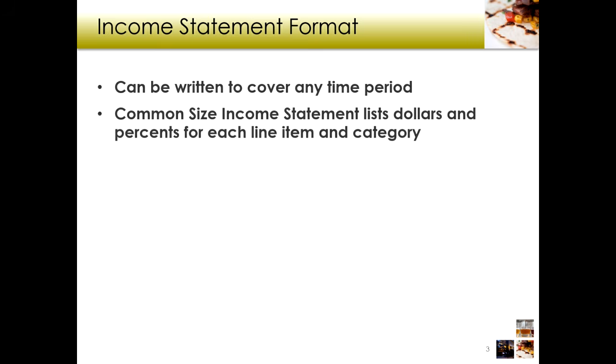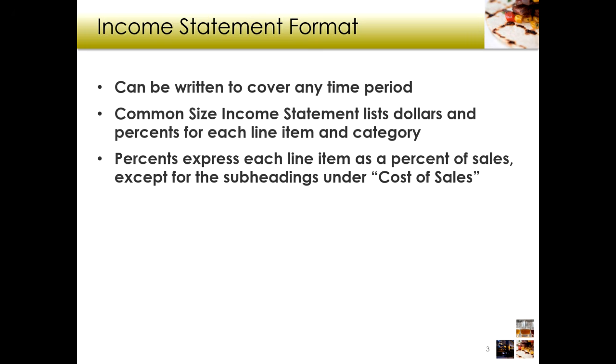So in the next video, we're going to talk about how we analyze those, and one of them is common size, and common size income statements include dollars and percentage for each line and category. So when we start comparing our budgeted income statement to what we actually did, we're going to start looking at common size. And the percentages express each line item as a percentage of sales, except for the subheadings under cost of sales, which I'm going to get to in a minute to clarify that point.